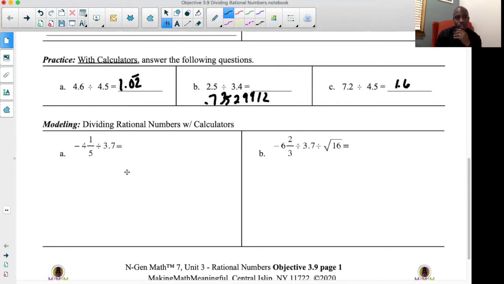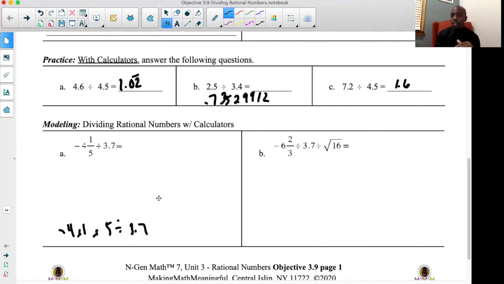Awesome. So let's go through the modeling now. Just like in the past worksheets, we're using the calculator. Negative 4, ABC 1, ABC 5, and you're hitting the division button, 3.7. Now the good news here is you don't have to keep, change, flip. The calculator is going to end up doing it for you. I'm not trying to show you how to do that with these big situations, but nonetheless, we're not using long division.